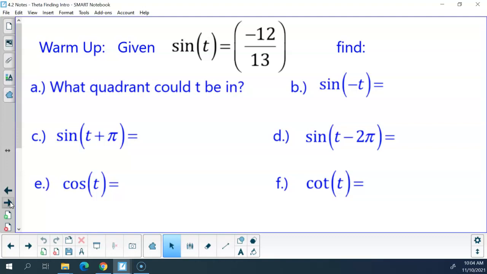So the question is this: given the fact that the sine of t is negative 12/13, I want you to find 6 things. What quadrant could t be in? What's the value of the sine of negative t? What's the value of the sine of t plus pi? What's the value of the sine of t minus 2 pi? What's the cosine of t? And what is the cotangent of t? Okay? So find me those 6 things. I'll give you 5 minutes to do said work.